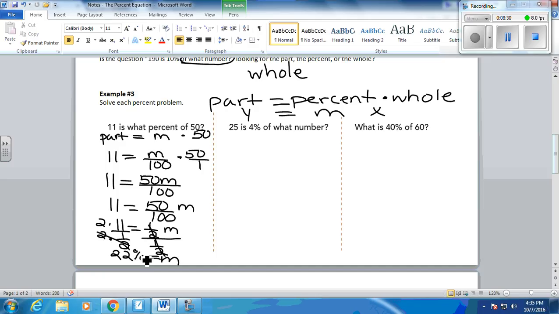Next, 25 is 4% of what number? So 25 is, so that makes 25 my part, so I will put that first in the equation. Is, again, just as a reminder, meaning equal. 4%, so to remove the percent sign, I'm going to take 4 and place that divided by 100. Of what number means I will be looking for my whole, so times x. So this one's going to be a little bit quicker than the one we just did. I'm going to divide both sides by 4 hundredths. I could reduce 4 hundredths again.